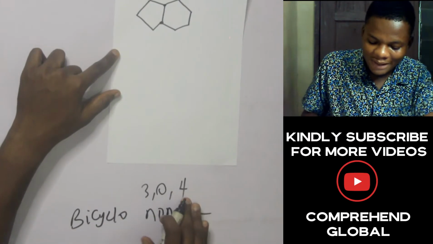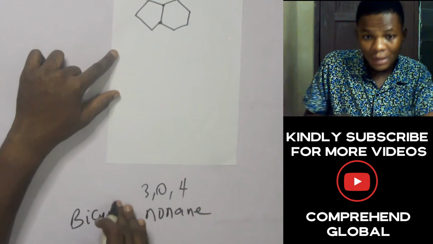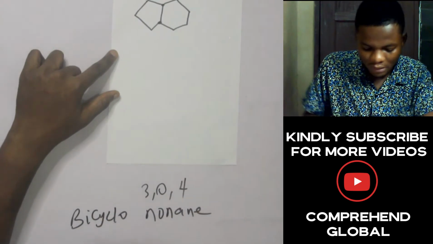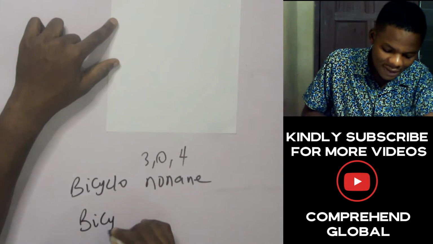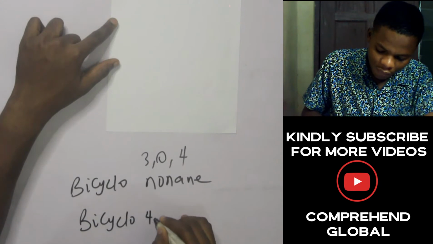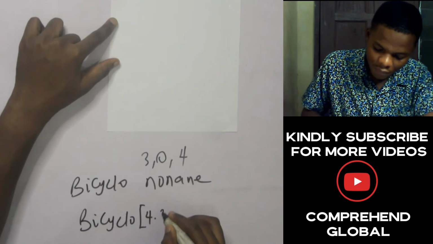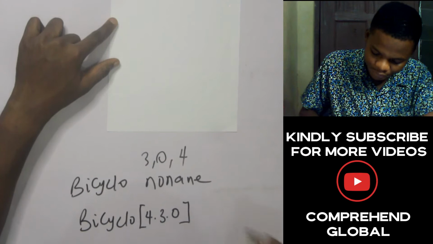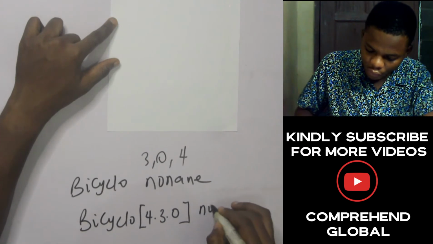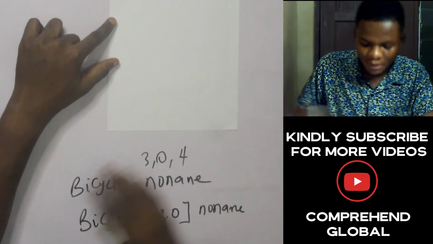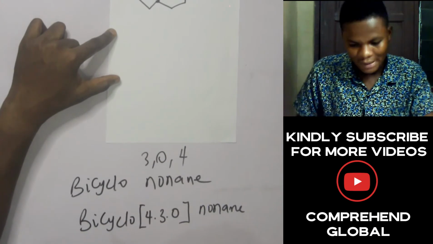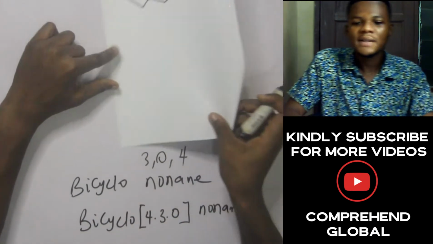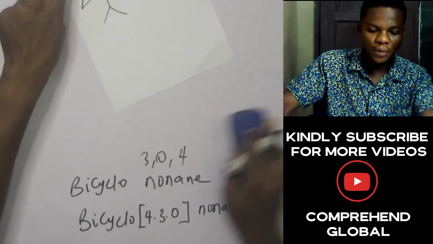Now in naming this, the bigger number comes first before the smaller number. So this is bicyclo, square bracket 4, 3, 0, nonane. This is the name of this compound right here. Simple, right? Let's take the last example to clarify every single thing.